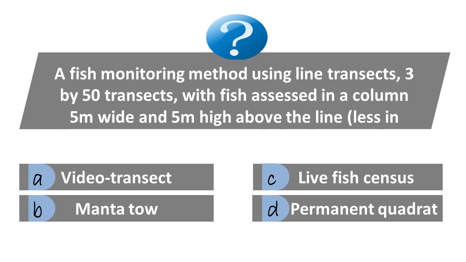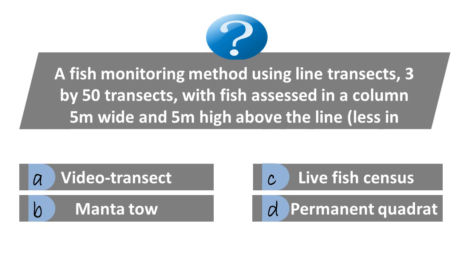A fish monitoring method using line transects, 3 by 50 transects, with fish assessed in a column 5 meter wide and 5 meter high above the line, or less if the water is turbid. A. Video transect, B. Manta tow, C. Live fish census, D. Permanent quadrat.